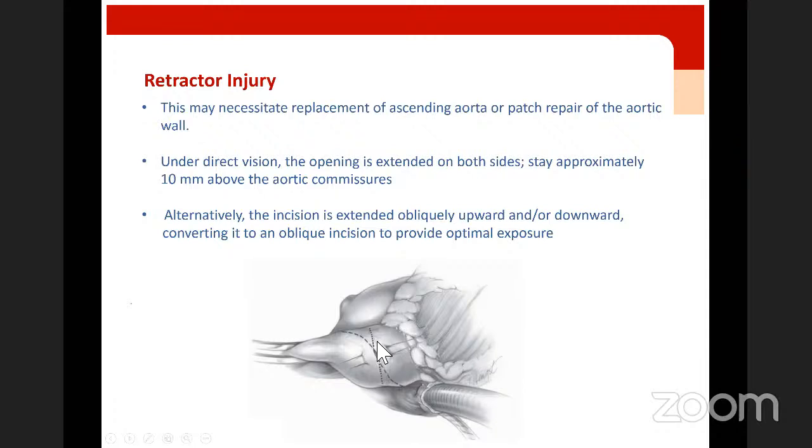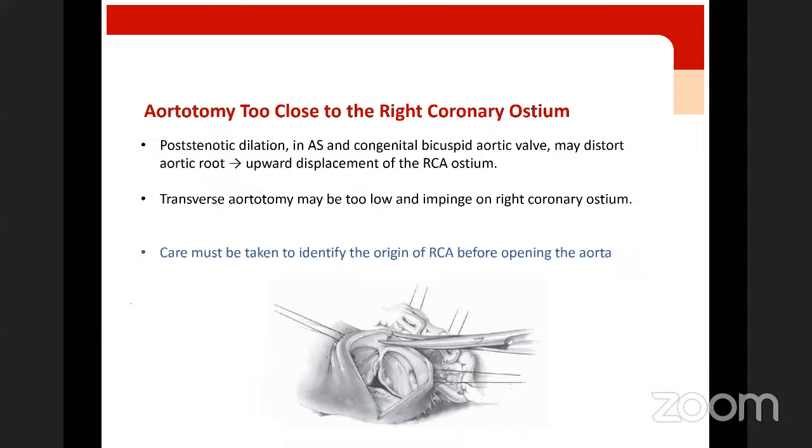Another issue to avoid, as mentioned, during aortotomy is making an incision too close to the right coronary ostium. This can happen in post-stenotic dilatation as well, seen in aortic stenosis and in congenital bicuspid aortic valve. This can distort the root, causing an upward displacement of the right coronary ostium. This can make a transverse aortotomy too close and might impinge on the right coronary ostium. So we need to take our time to identify the origin of the right coronary artery before and while opening the aorta. You should keep this in mind.